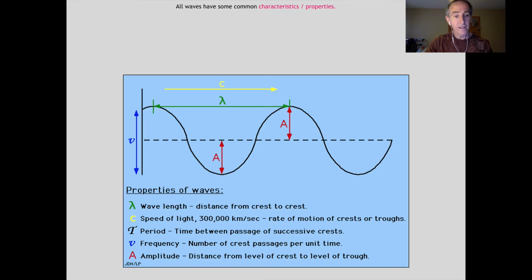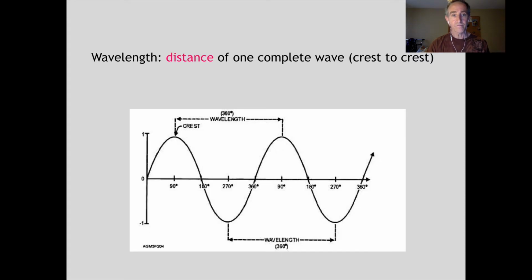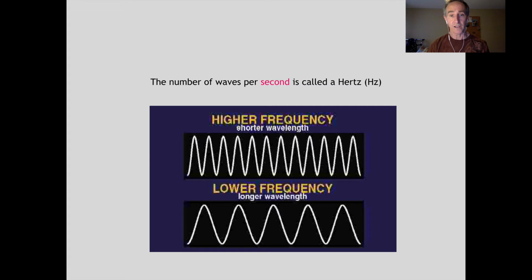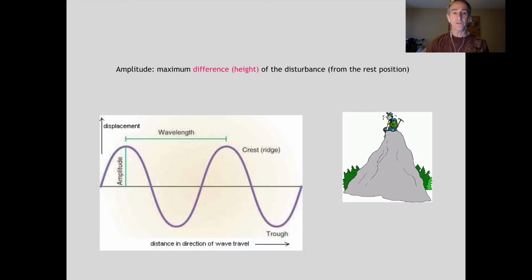All waves have some common characteristics and properties. They all have a wavelength. They all have a period, frequency, and an amplitude. The wavelength is the distance of one complete wave, crest to crest or trough to trough. The frequency is the number of wave cycles in a given space of time. The number of waves per second is called a hertz. The electricity that comes out of the wall socket is at 60 hertz. The amplitude is the maximum difference of the disturbance.